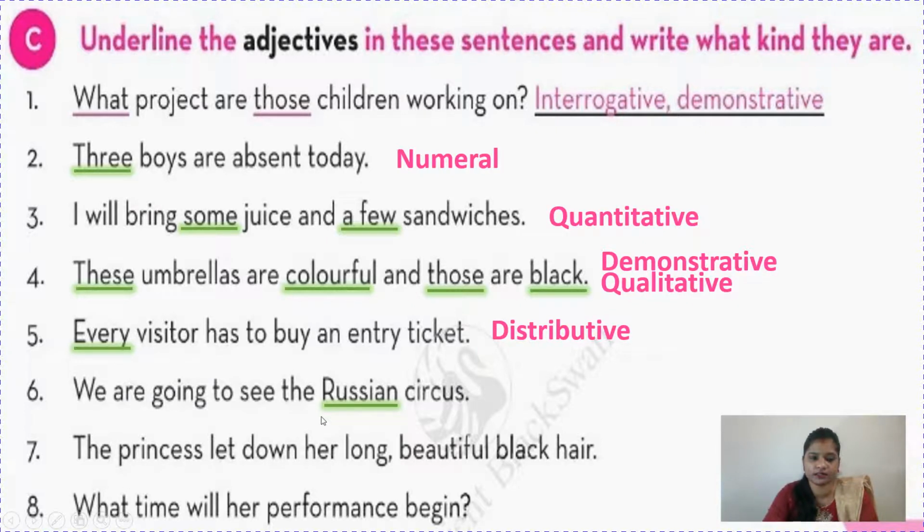Now question number 6 is, we are going to see the Russian circus. So circus is a noun and Russian is made from Russia. So it is a proper adjective.